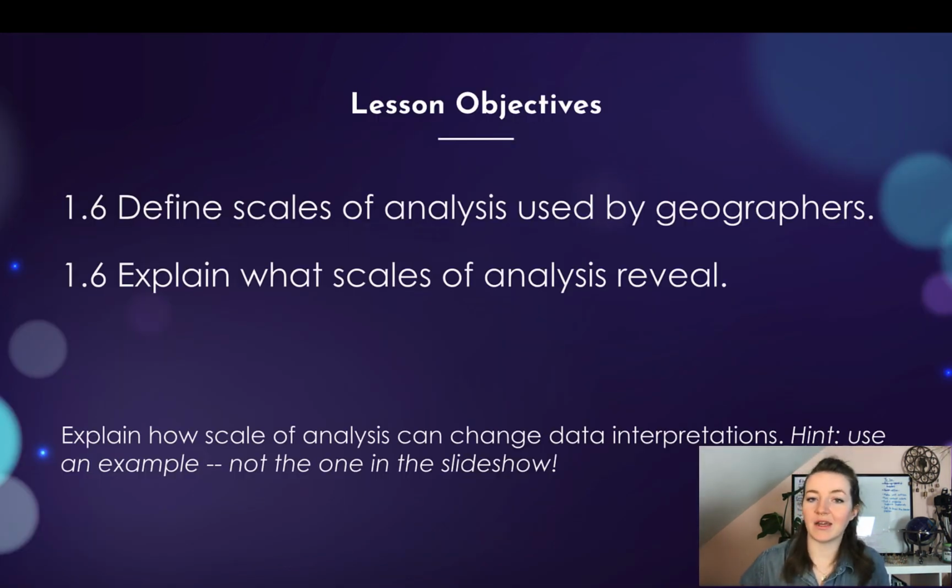So again, our lesson objectives were to define scales of analysis used by geographers and to explain what those scales of analysis reveal. And I want you to wrap these notes up by explaining how scale of analysis can change data interpretations. And I want you to note, use an example, but don't use one that we looked at in the slideshow. So use your reading, you can look at another set of maps, but use something outside of what was in this slideshow.